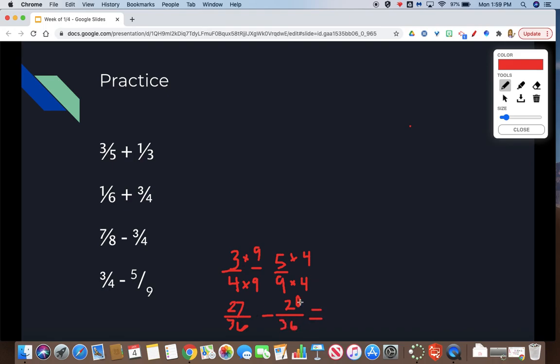27 minus 20 gives us 7. 36 should stay the same. 7 is prime, and 36 cannot be divided by 7, so that means we are in simplest form.